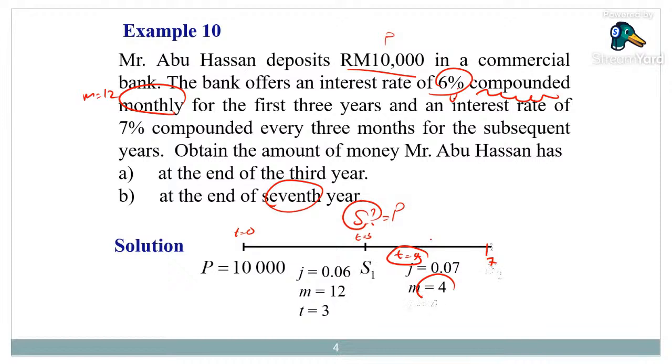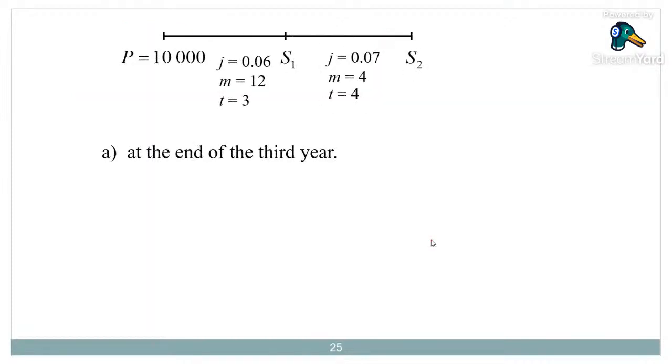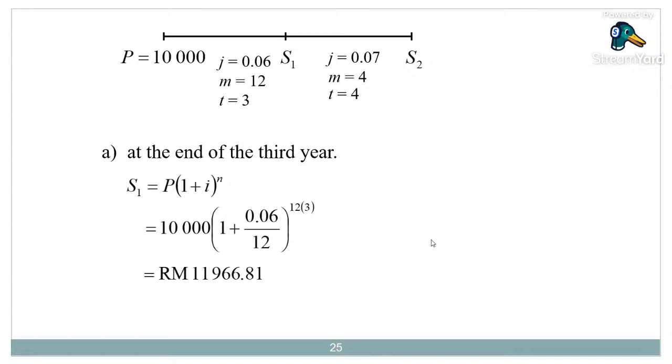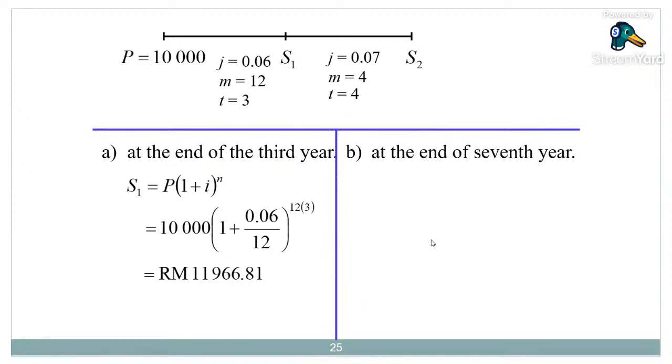Okay, so S1, S2. So at the end of the 3rd year, kita guna investment yang pertama. S1 kita sama dengan P multiply by 1 plus I to power of N. So P kita 10,000 multiply by 1 plus J kita 0.06 over 12 because compounded monthly, 12 bulan. And then to power of 12 multiply by 3 years. So kita dapat RM11,966.81.